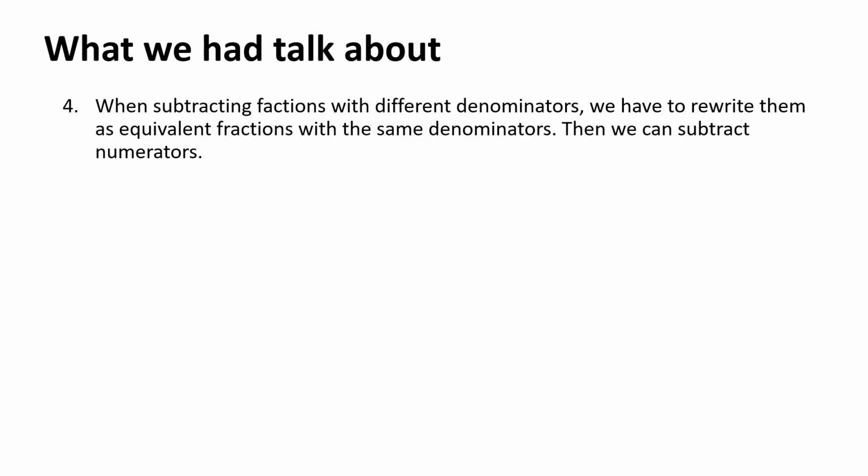When subtracting fractions with different denominators, we have to rewrite them as equivalent fractions with the same denominators. Then we can subtract numerators. For example, 5 over 8 minus 1 over 4 equals 5 over 8 minus 2 over 8. And that equals 3 over 8.